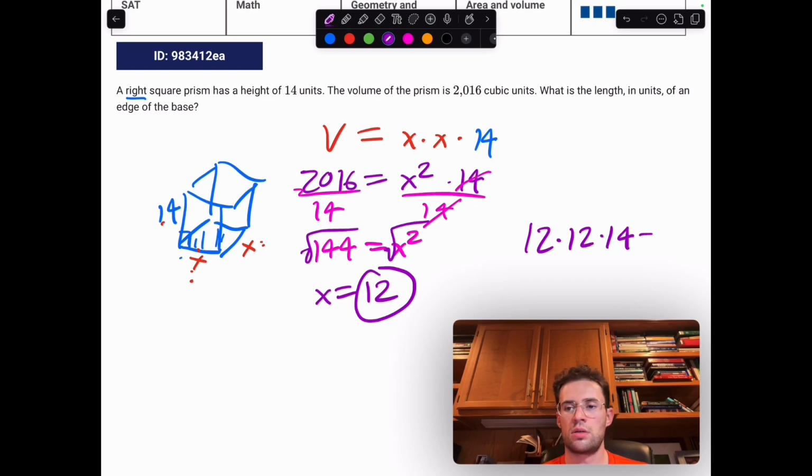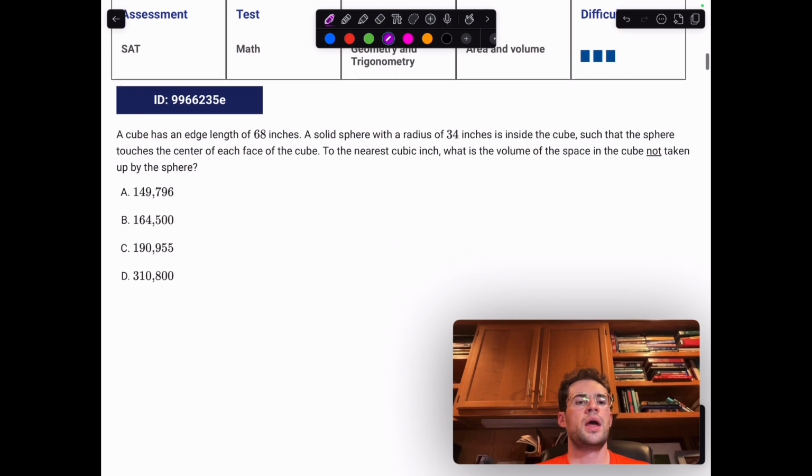And it does. Right, so that checks out. A cube has an edge length of 68 inches. So a cube means that all 3 dimensions are the same, the length, width, and the height. So it's 68, 68, 68, like that.